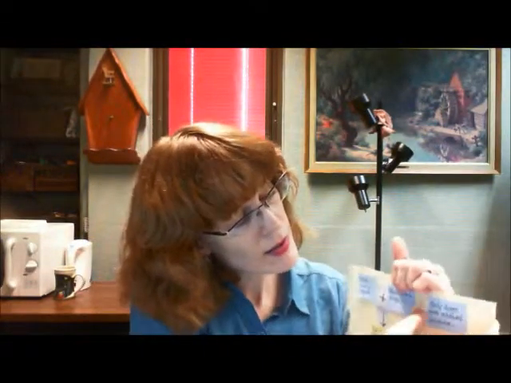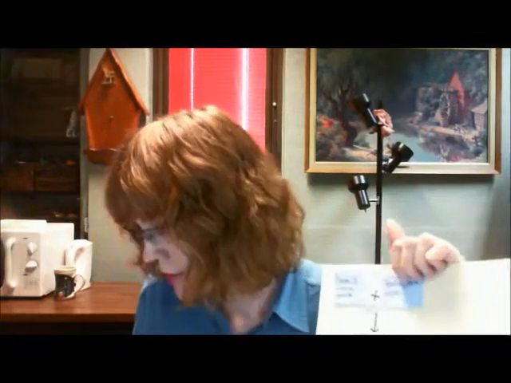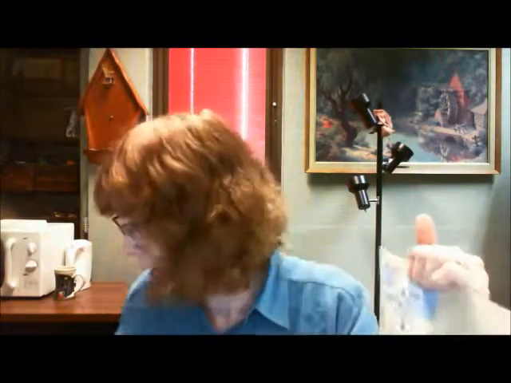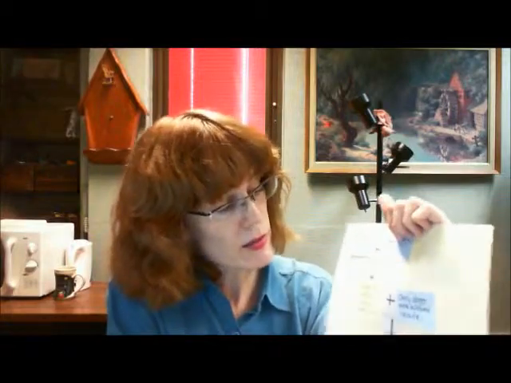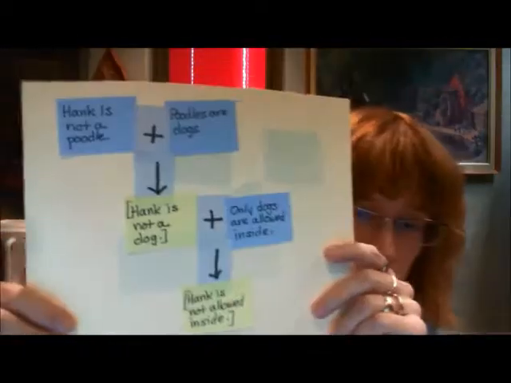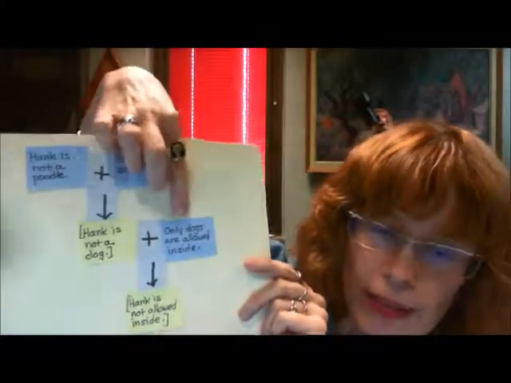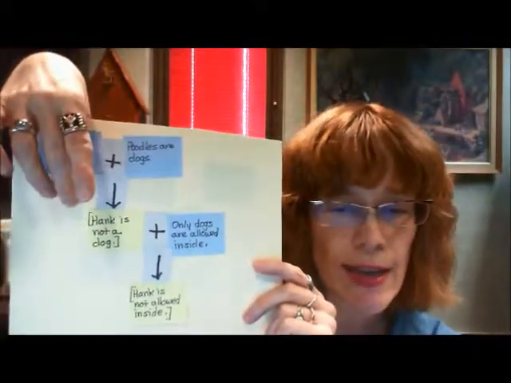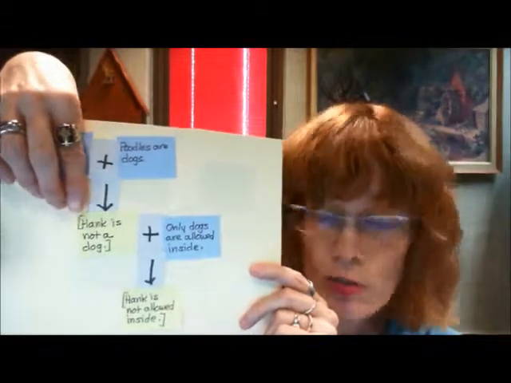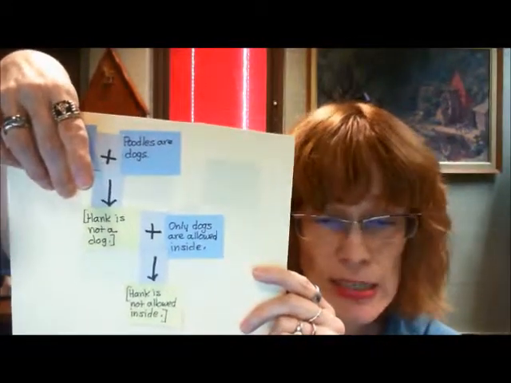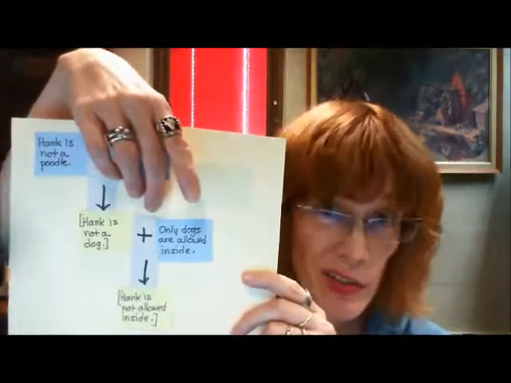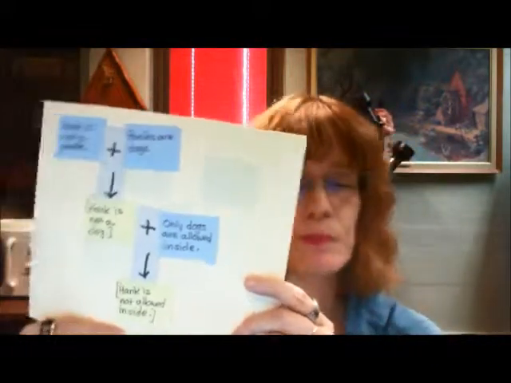So I will add that, moving this down. And Hank is not a dog. Only dogs are allowed inside. It would follow from that that Hank is not allowed inside, using the puzzle piece method. Because what's in common between this idea, only dogs are allowed inside, Hank is not a dog, is basically dogs. What's left over here? Hank is not. What's left over here? Allowed inside. Hank is not allowed inside.